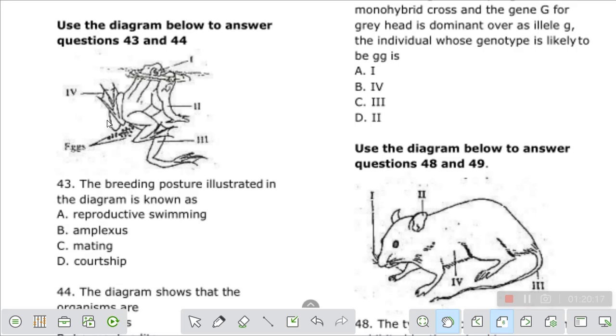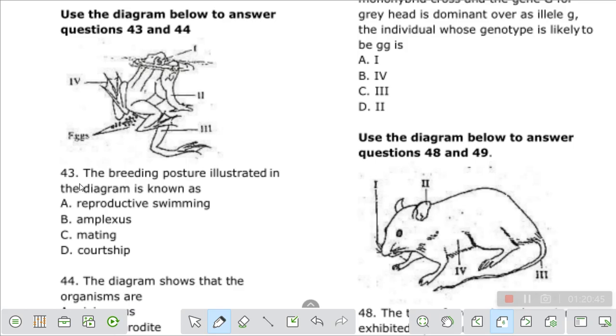Then, as part of the mating process, at the same time or with some time delay, he fertilizes the eggs as they are released from the female's body. So that one is like what? External fertilization. It is fertilizing the egg externally, not internally. I think you get what I'm trying to say. So that's amplexus.